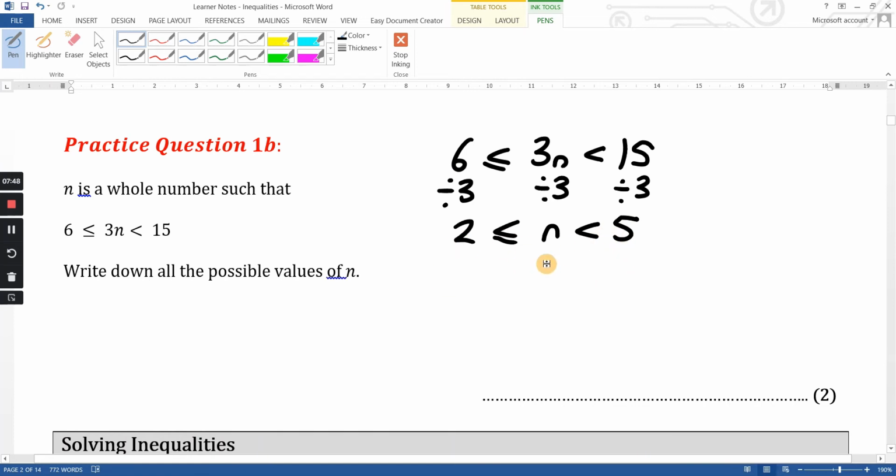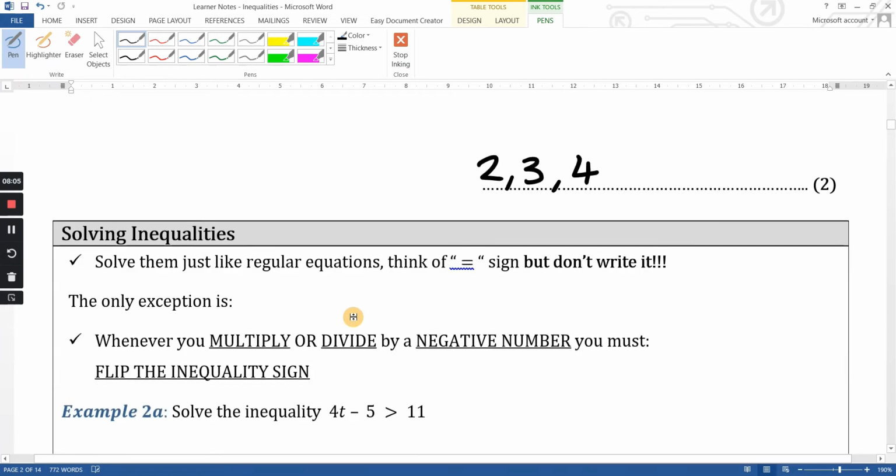Now you can figure out which are my possible values for n. So 2 is included. Then I've got 3. Then I've got 4. And that's it. 5 is not included. So that should be my answer. Let's move on to the next section.